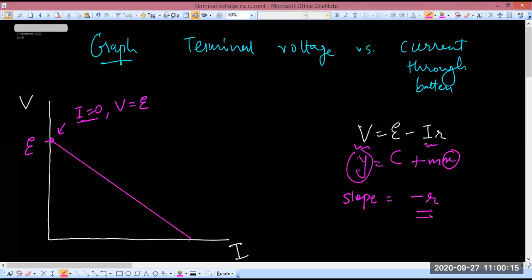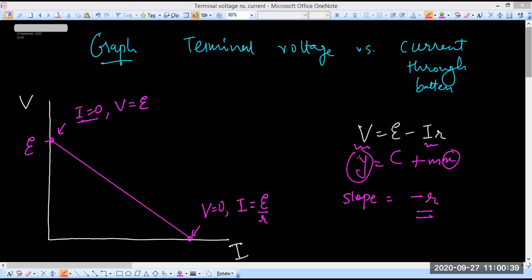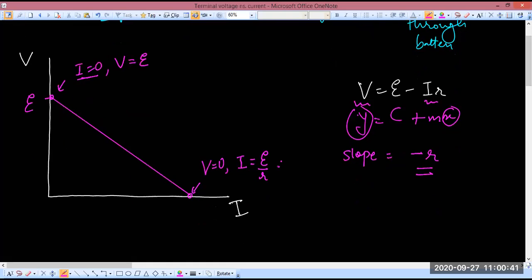What's this point here? Here you have voltage equal to 0 and current equal to epsilon by R. Yes, very good. So this is actually the maximum current possible. I hope you realize that. Beyond this, the voltage would have to go negative. This is the maximum current possible.